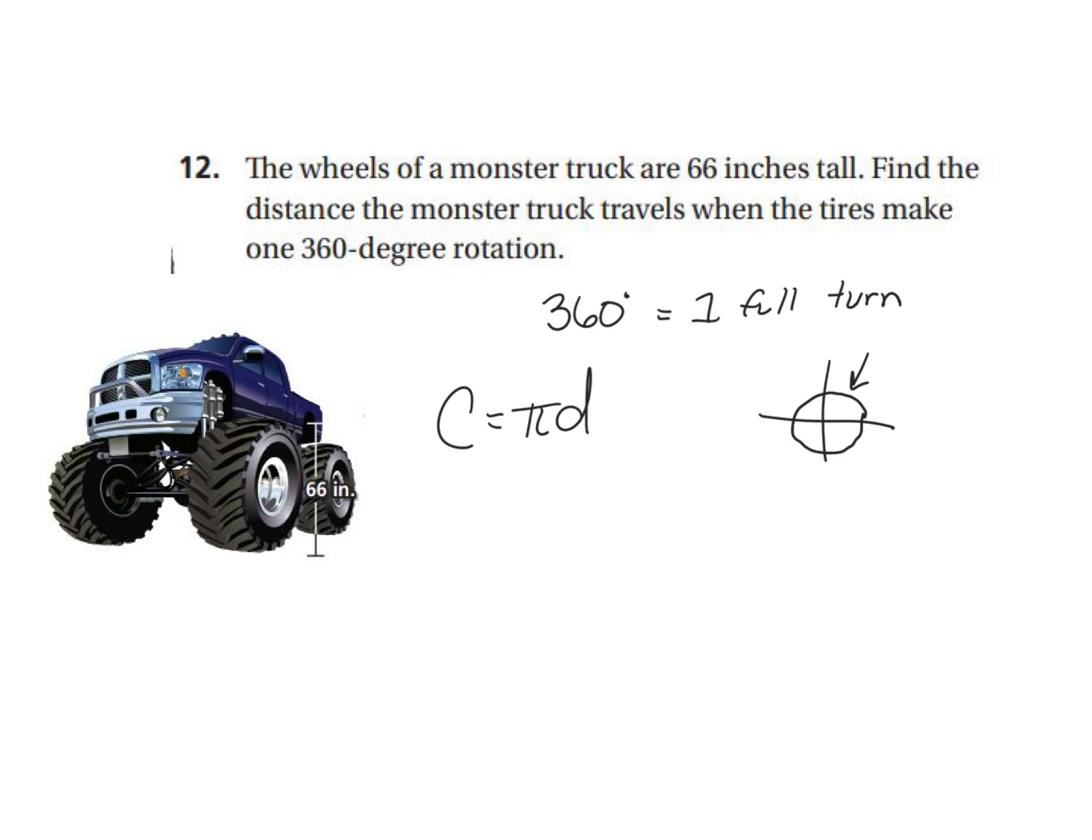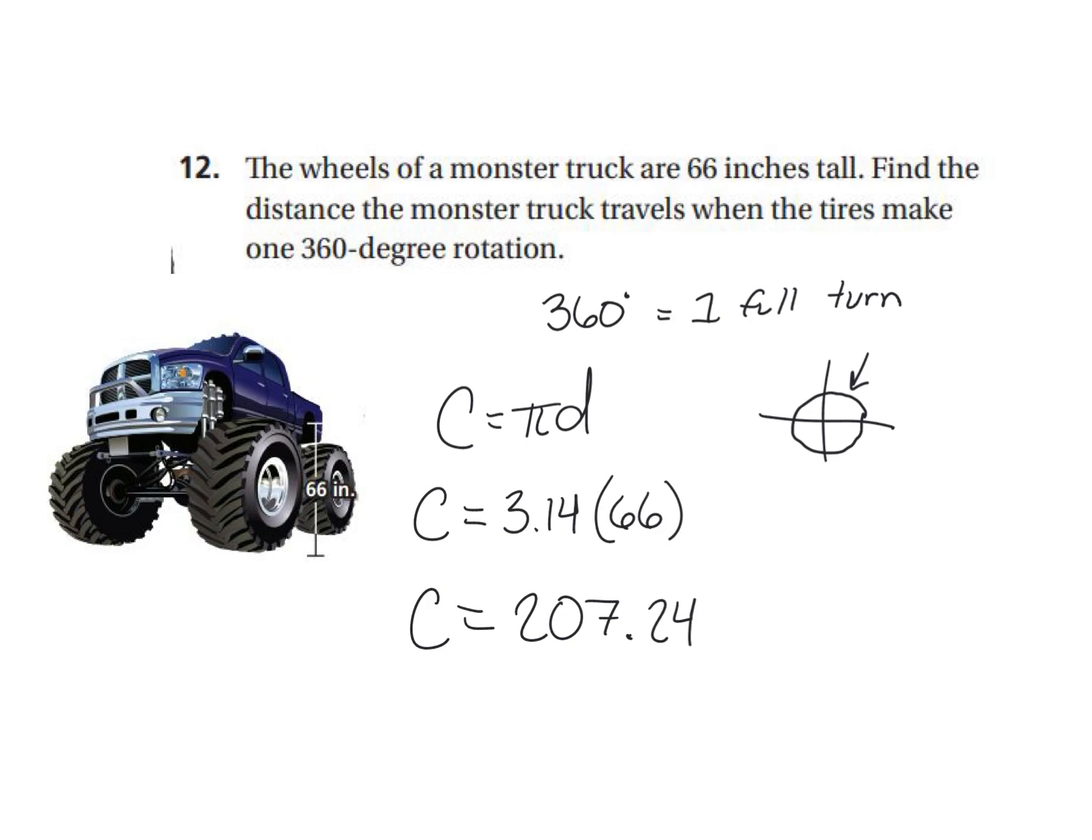In that, my circumference is going to be equal to 3.14. That's my substitution for pi. My diameter of one tire is 66 inches. Really then all I need to do is figure out my circumference by multiplying. I would do 3.14 times 66, and I get 207.24 inches. That is how far, after one rotation of a tire, my monster truck has moved.